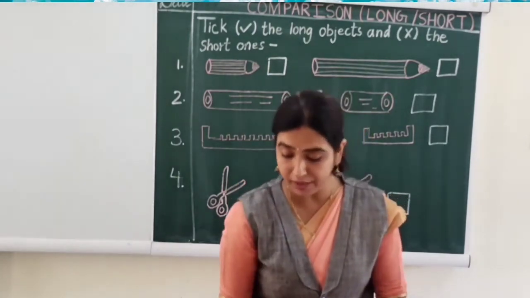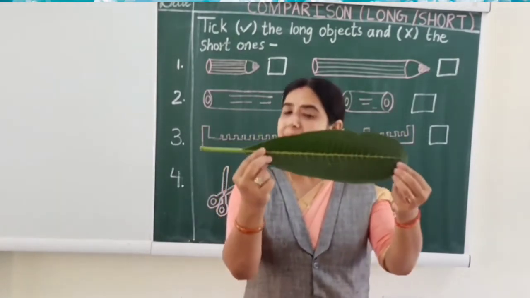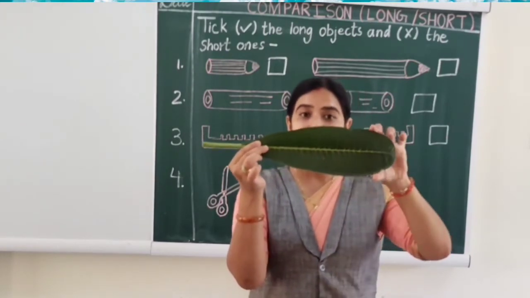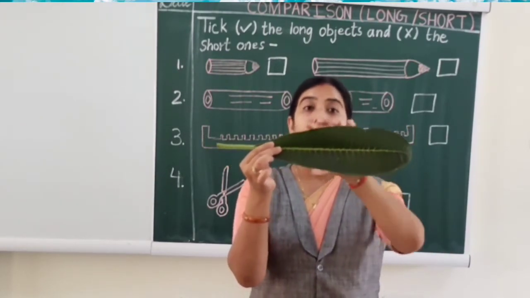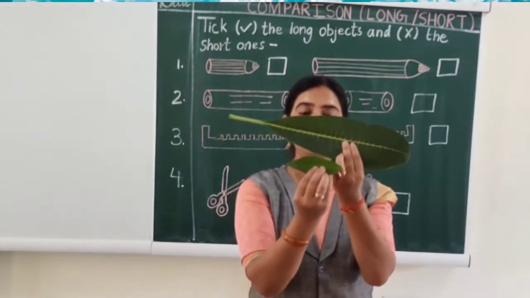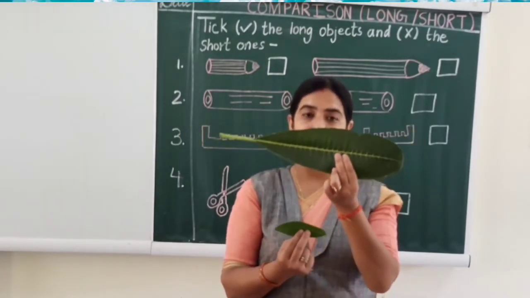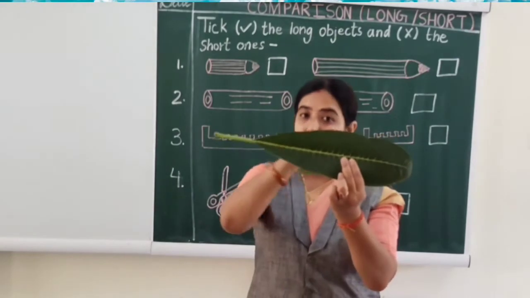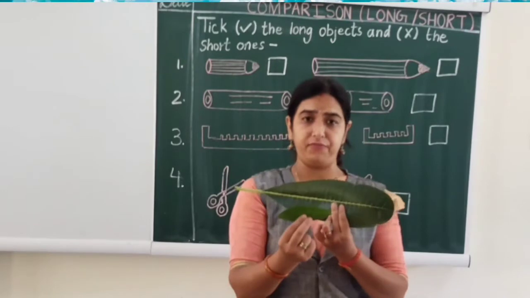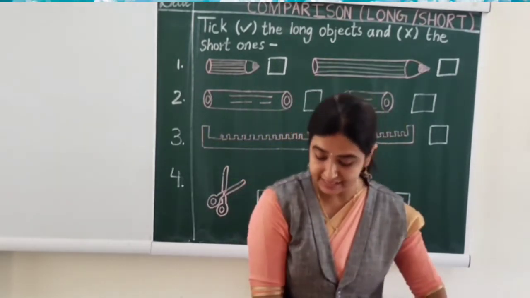Let us take one more example. Who will tell me what is this? Yes, you all are right. This is a leaf. What is this? This is a long leaf. And what is this? This is a short leaf. A long leaf and a short leaf. Long object, short object.